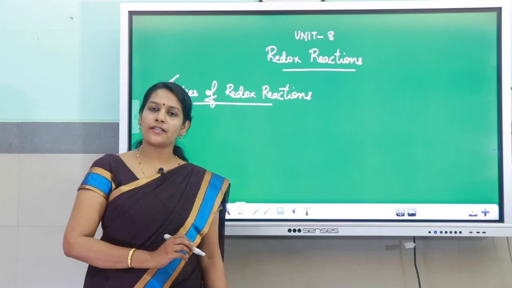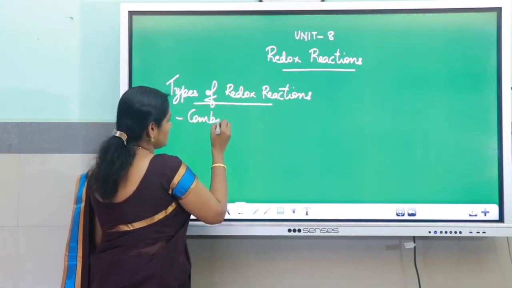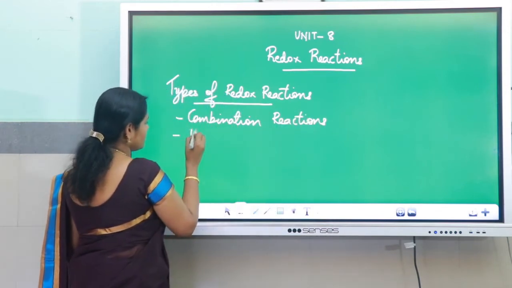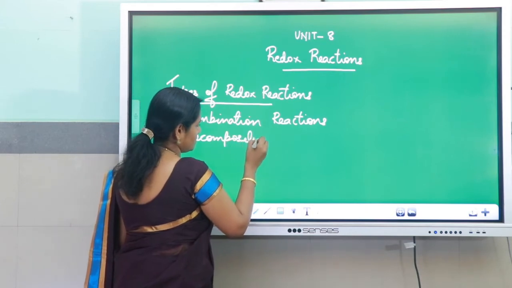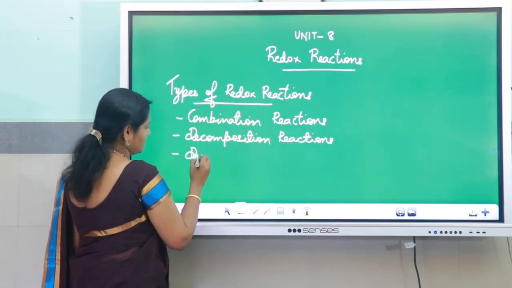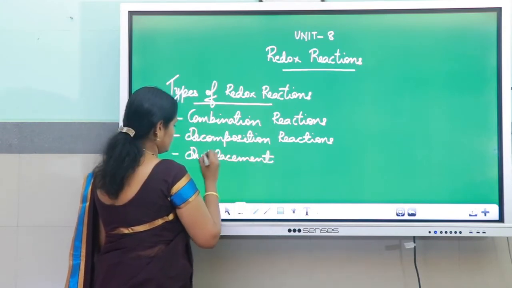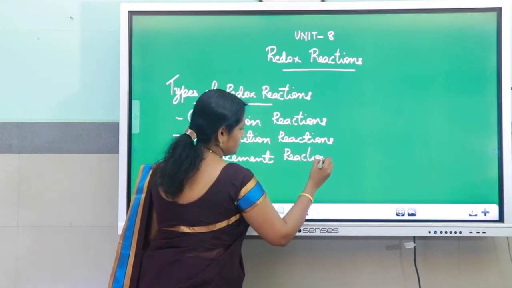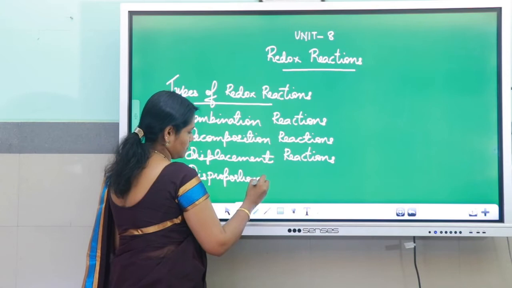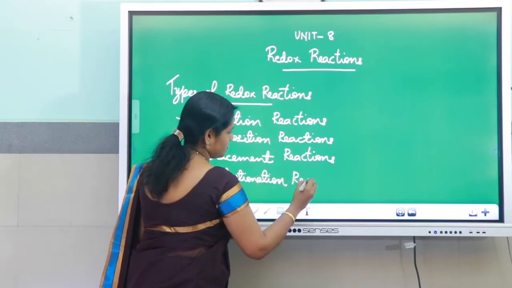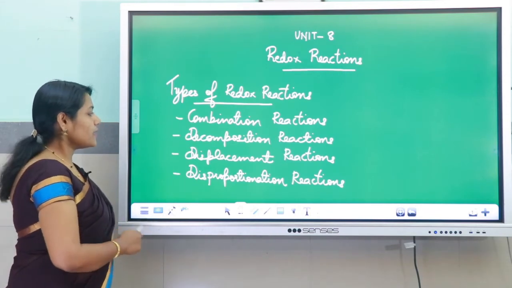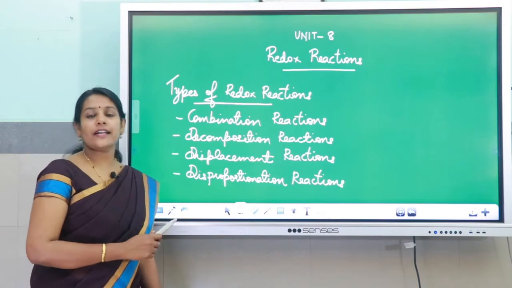Today in this session we will discuss types of redox reactions. There are mainly 4 types of redox reactions. They are combination reactions, decomposition reactions, displacement reactions and disproportionation reactions. So, let us discuss each in detail.